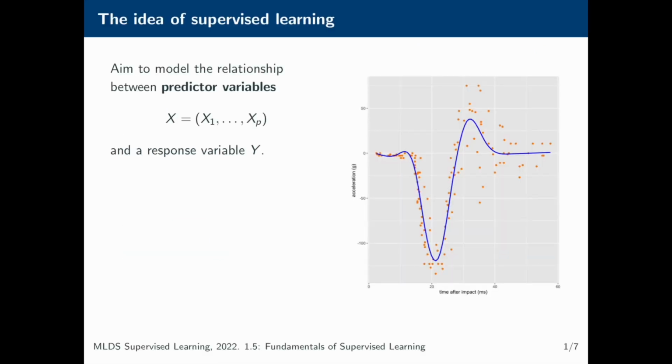The idea of supervised learning is to build models of the relationship between predictor variables, which we'll call x, and a response variable y. Note that in general we'll have a number of different predictors, and we'll usually denote the number of predictors by p. On the right you can see a typical example.